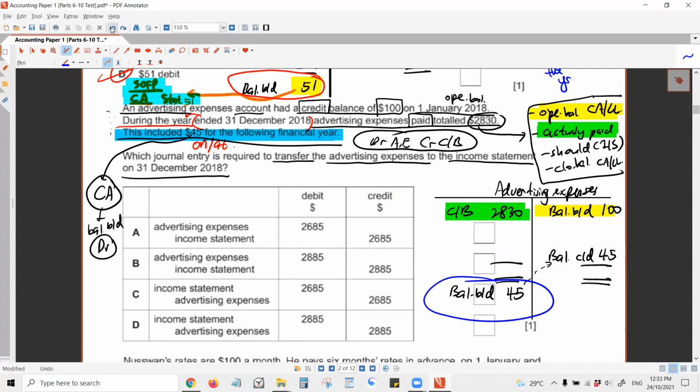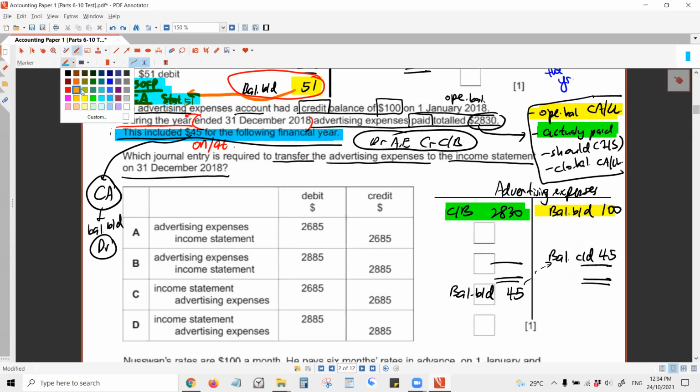Because at the year end, you have overpaid 45. Okay, we identified that you have overpaid 45. But it doesn't mean that you should change 2830 as well. 2830 is the amount you have actually paid during the year. You cannot change that. If you reduce it by 45, then it will not be correct. The amount you have actually paid during the year is 2830. Then you can find the transferring figure.